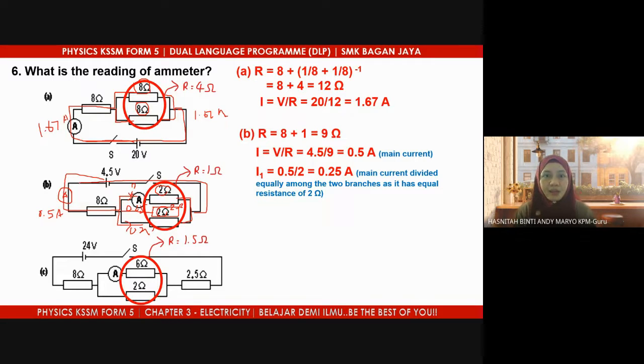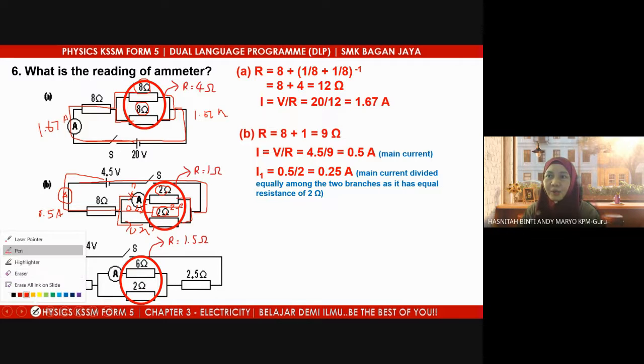Okay, Junwei, did you get it now? So it is not 0.5. 0.5 is the current flow in the main current, so you have to divide it by 2. Right. So the answer here is 0.25 ampere, students.